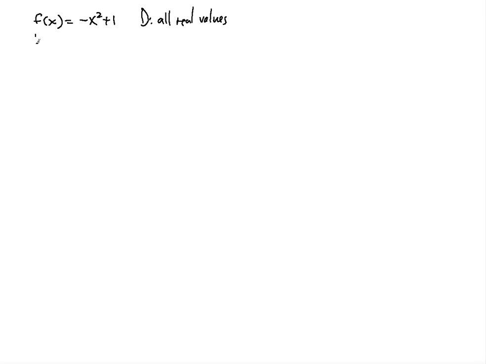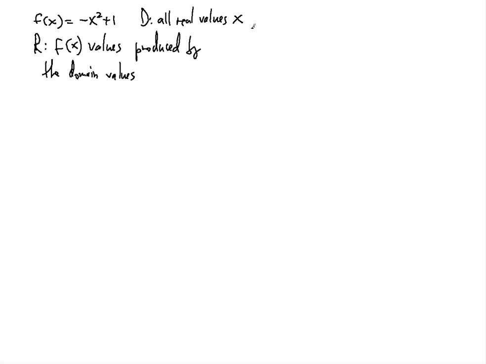Now the range, we'll label it R, will be the values corresponding to these values of x. So all these values of x, when plugged in, will give you a specified range. The f(x) values produced by the domain values.